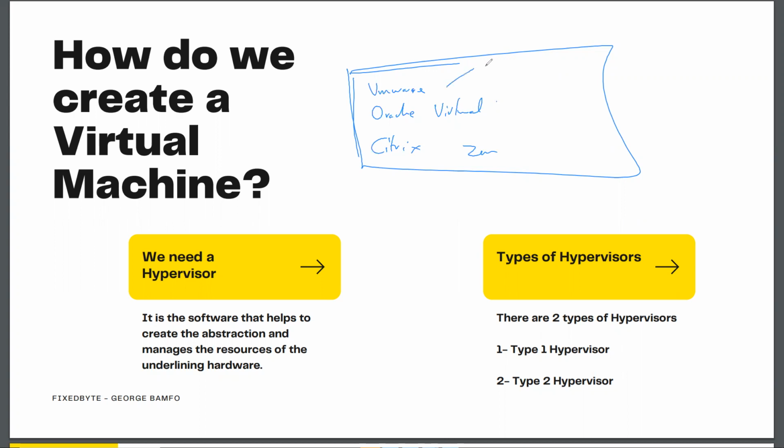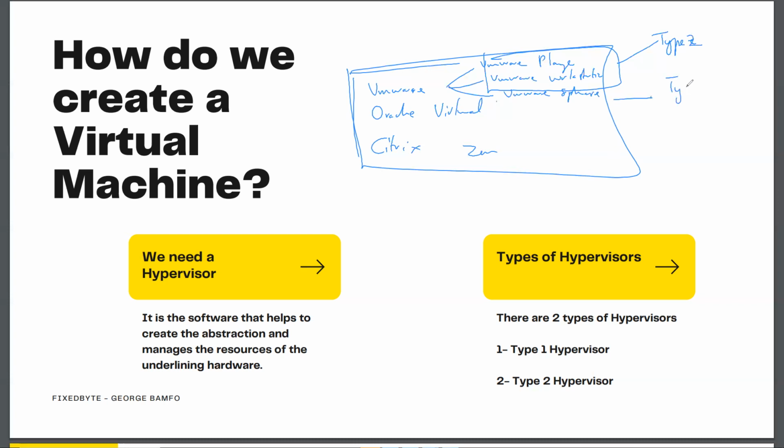But with VMware, there is the VMware Player. There is the VMware Workstation. There is the VMware vSphere. So when it comes to VMware Player and VMware Workstation, these are type 2 hypervisors. We'll see what type 2 hypervisors do very soon.